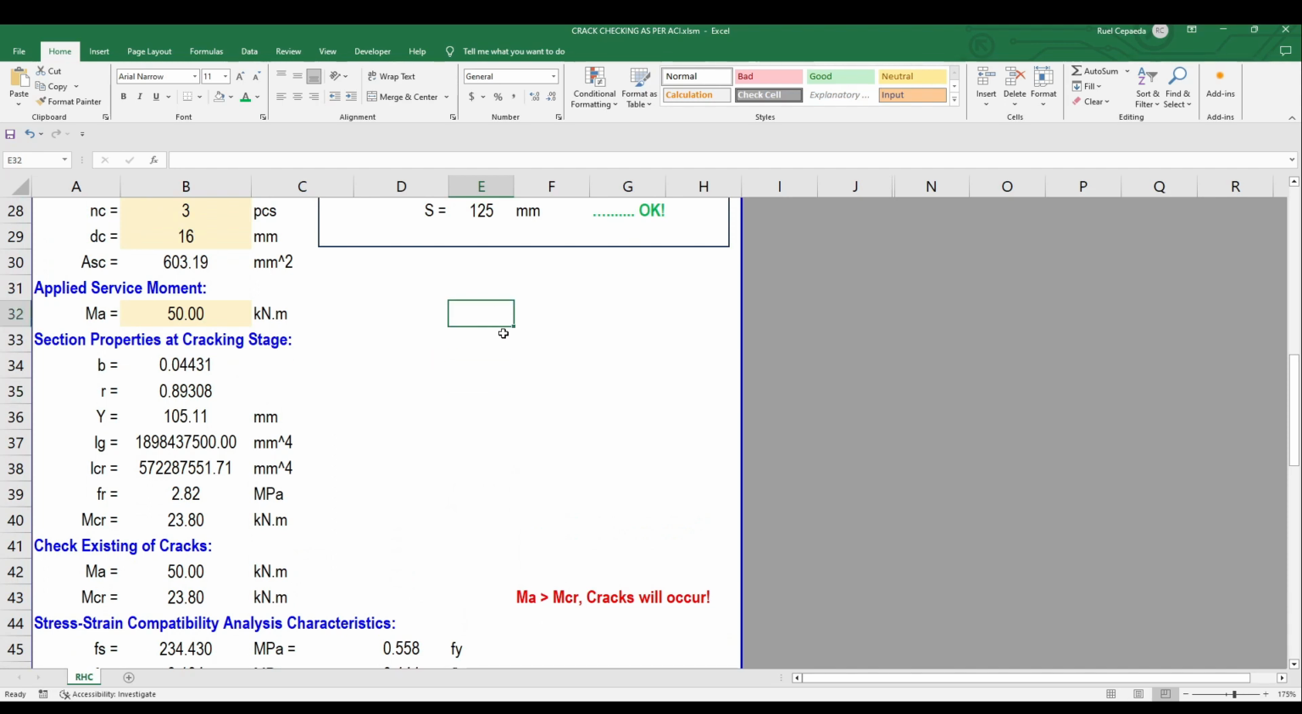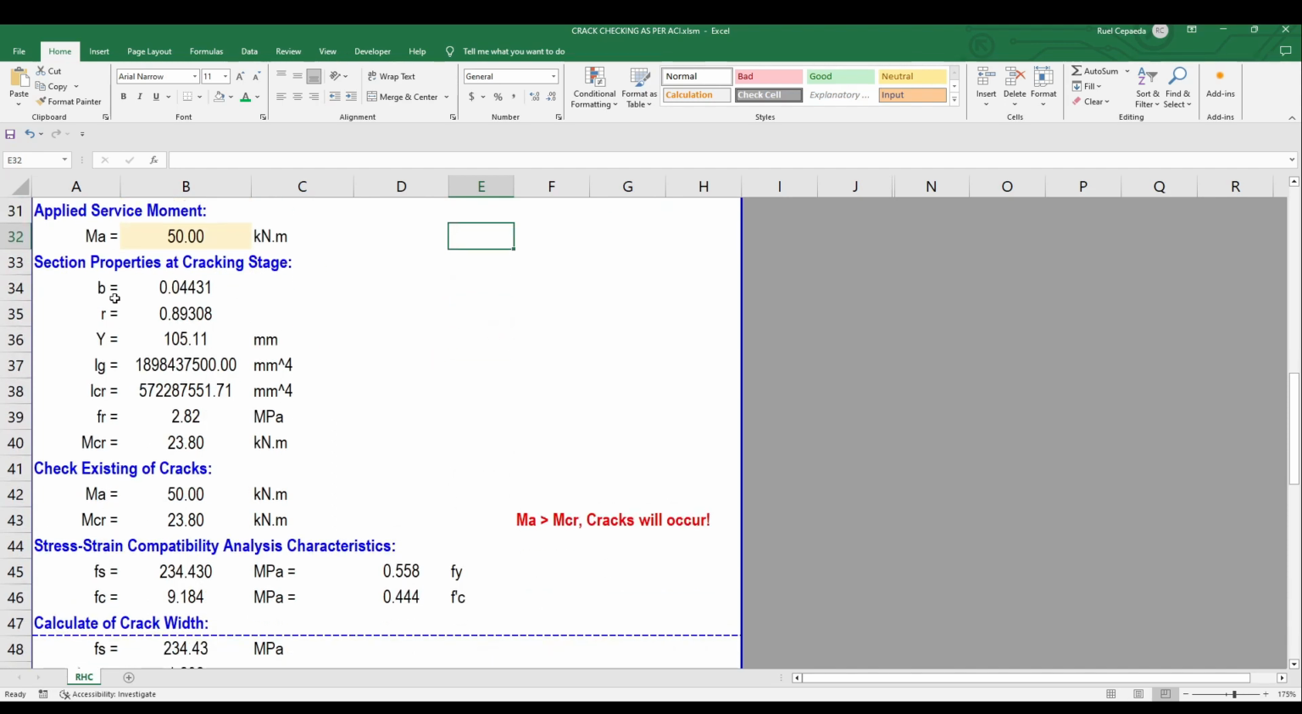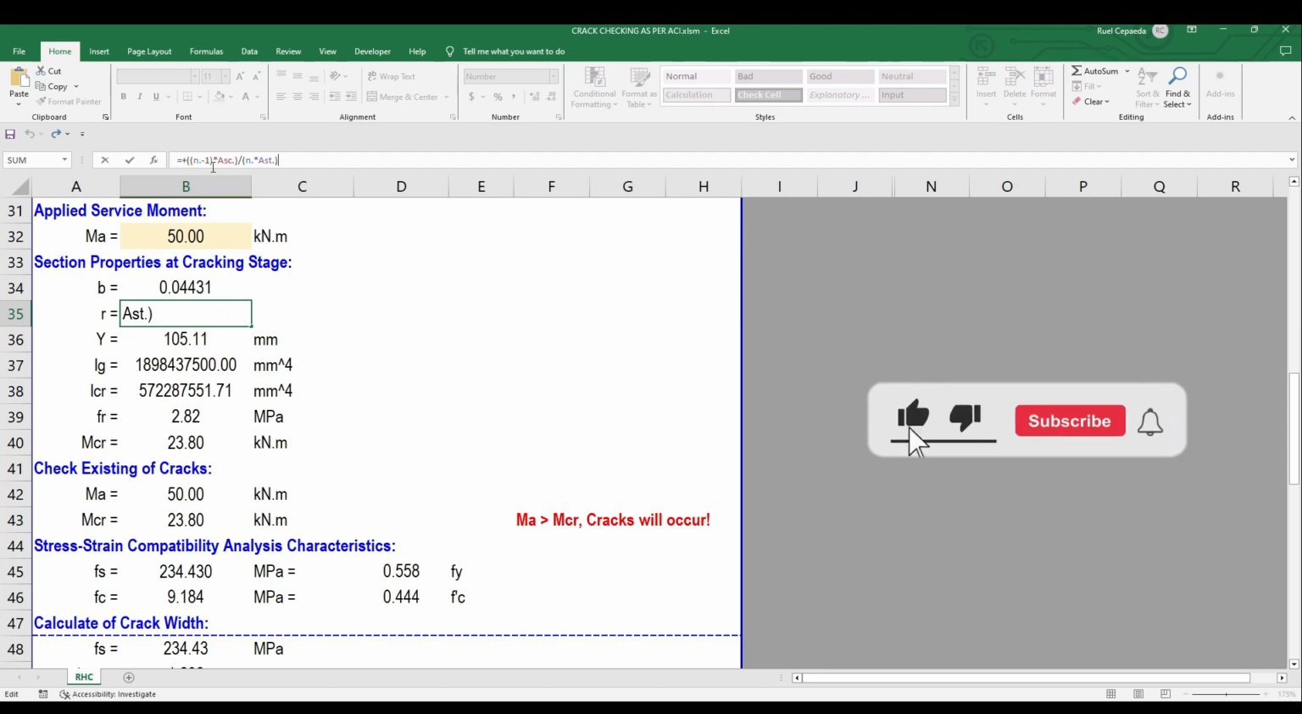So, section properties at cracking stage. Our B is the ratio, B over the modular ratio times the reinforcement at the tension part. Then our R is the ratio of the quantity of the modular ratio minus 1 times the compression reinforcement over the modular ratio times the tension reinforcement.